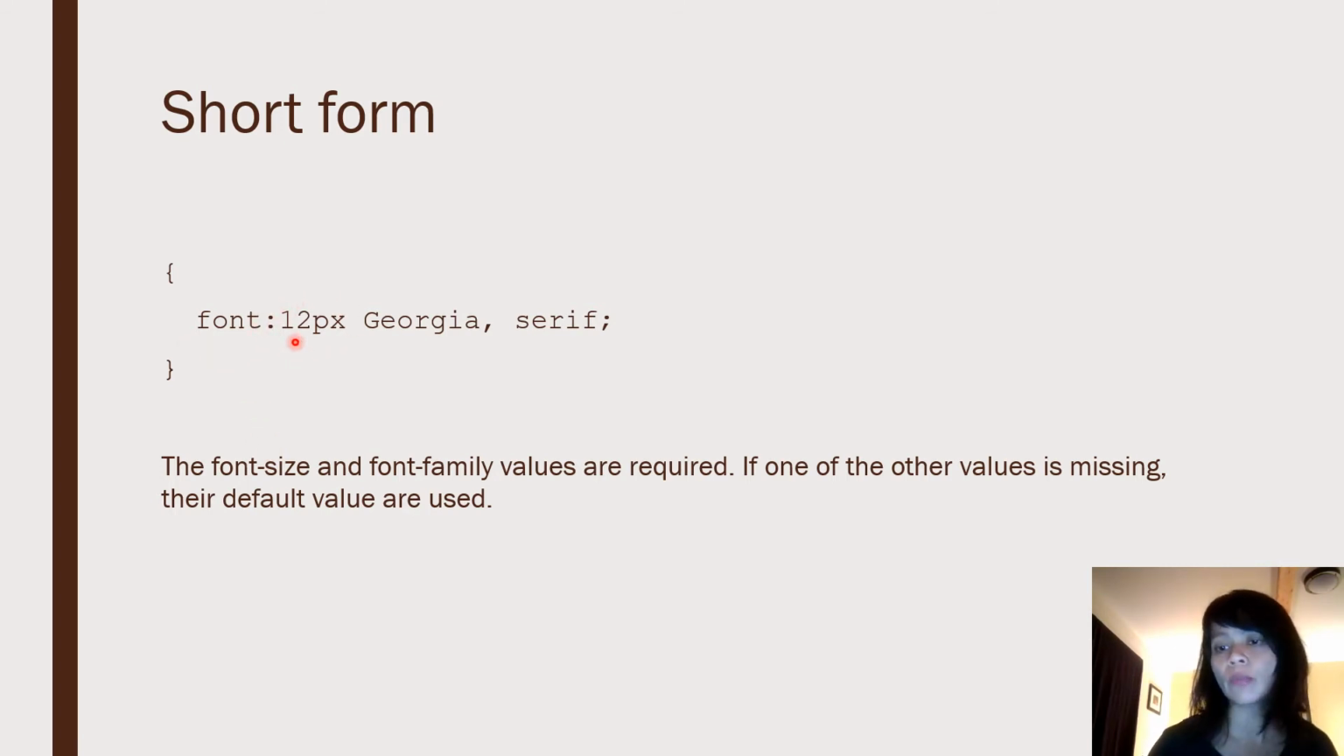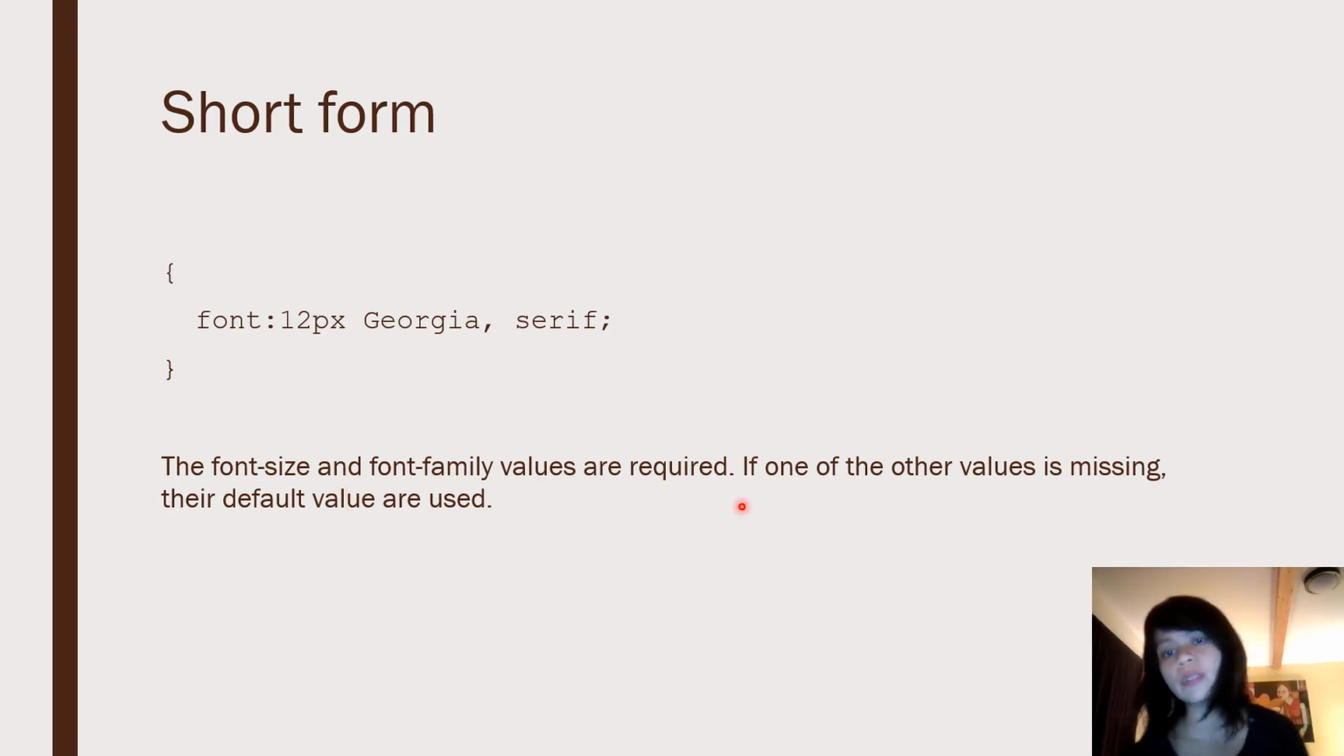So there's no font weight or font family in the property here, just font. And then you have the size, you have the family. So the font size and the font family is always required. They're mandatory. If other values are missing, the default value is used. So if you don't enter anything else other than font size or font family, the default would be used.